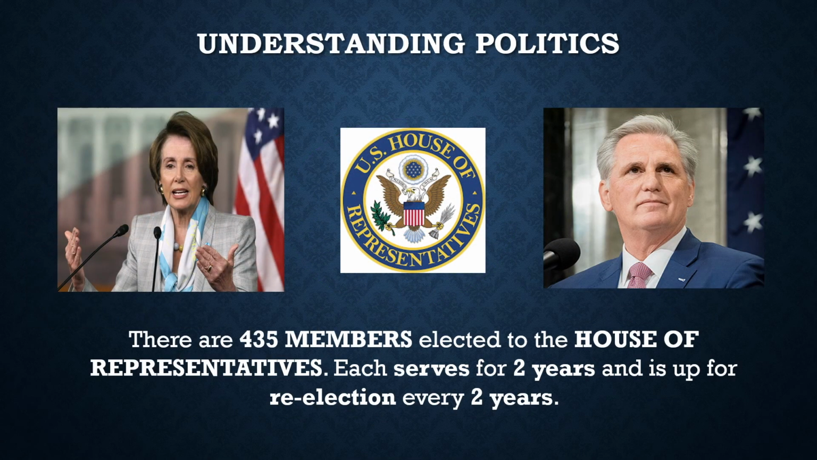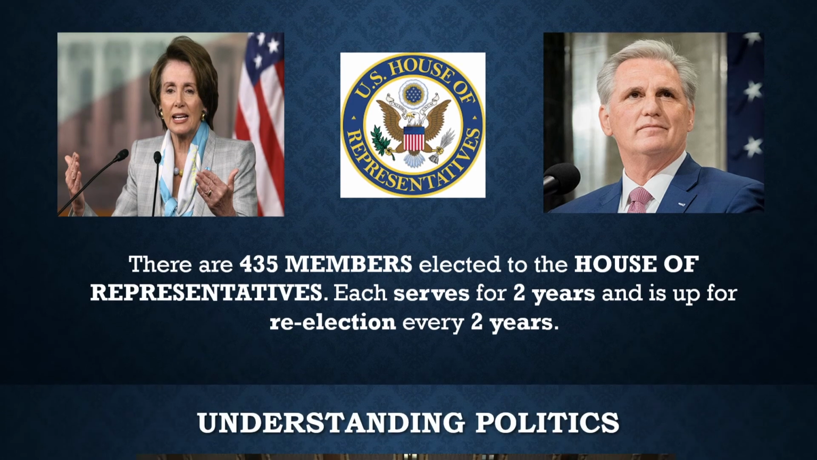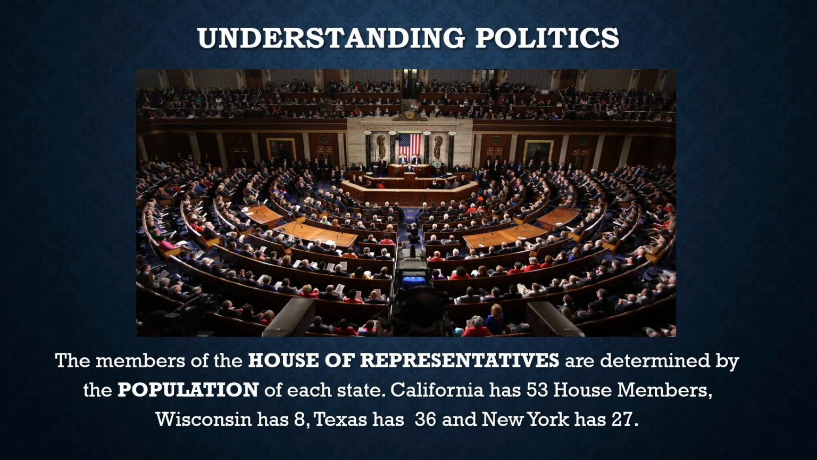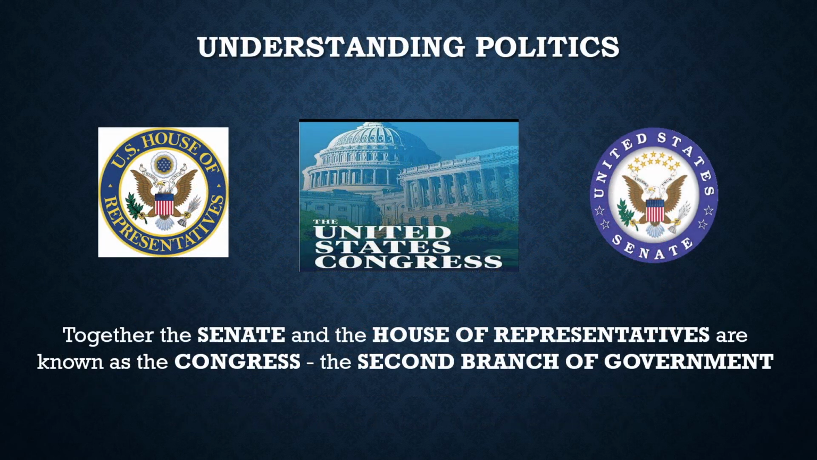There are 435 members elected to the House of Representatives. Each serves for 2 years and is up for re-election every 2 years. The members of the House of Representatives are determined by the population of each state. California has 53 House members, Wisconsin has 8, Texas has 36, and New York has 27. Together, the Senate and the House of Representatives are known as the Congress, the second branch of government.